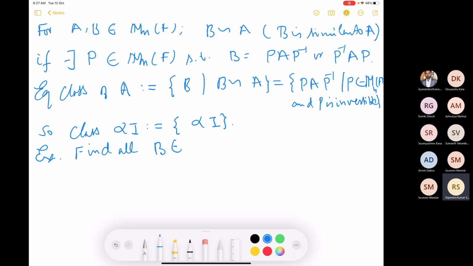An equivalent exercise could be: find all matrices B in M_n(F) such that the class of B consists of just one element. So we now have an equivalence relation on the algebra of linear transformations, and equivalently we also have equivalence classes on n by n matrices with entries from F.